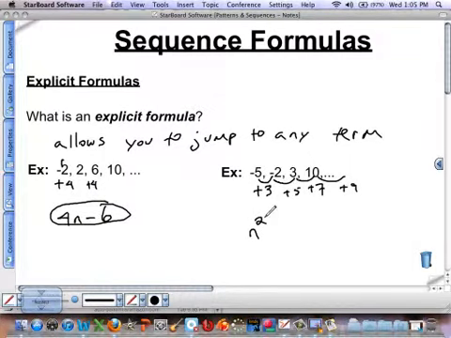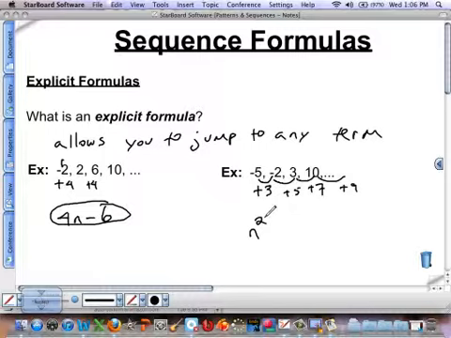Look at the first term. First term is -5. We're going to try n squared. Maybe it works, maybe it doesn't. But we're going to try it. What's 1 squared? 1.